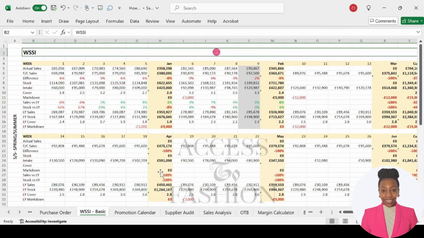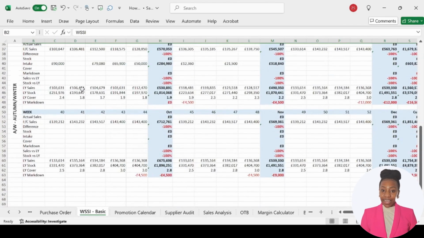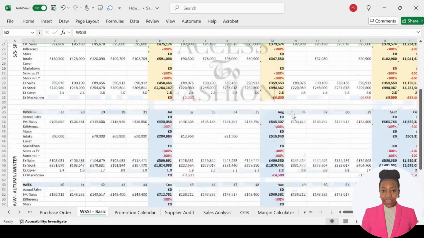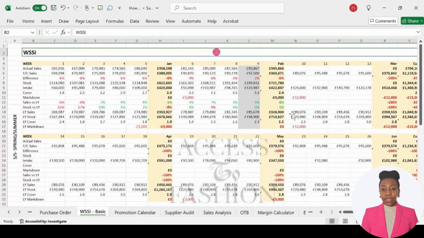So, this is your Wizzy. And this is a basic Wizzy that I have drafted up. Your Wizzy is your weekly sales stock and intake. It's basically just a huge calculator of week by week, month by month, and then half and quarter of all of the sales stock and intake that is happening in your seasons in the range.